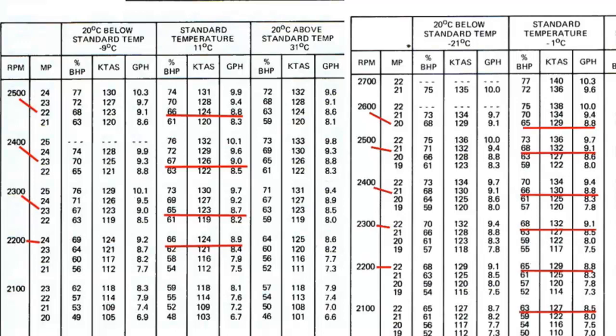So if we look, for instance, at the 2,400 RPM settings, at 2,000 feet, it takes 23 inches of manifold pressure. At 8,000 feet, it takes 2,400 RPM and 21 inches of manifold pressure to get about the same power. And that is that altitude effect in action. So being at a higher altitude, it takes a little bit less manifold pressure to get the same power.